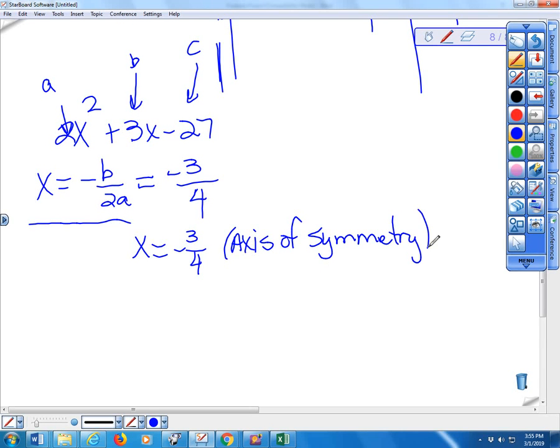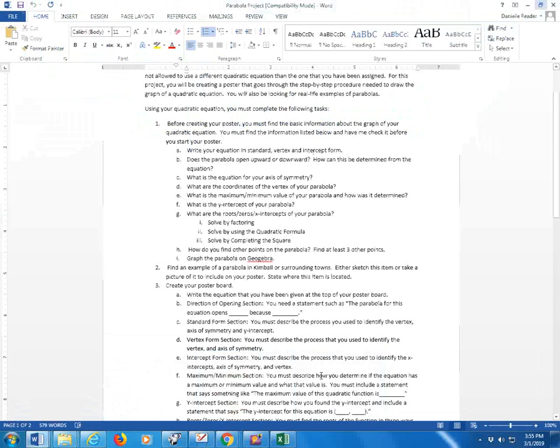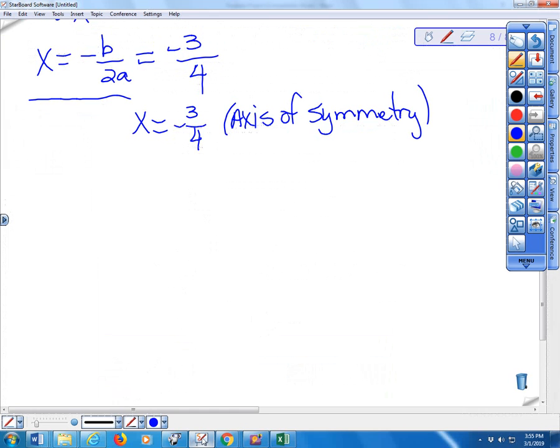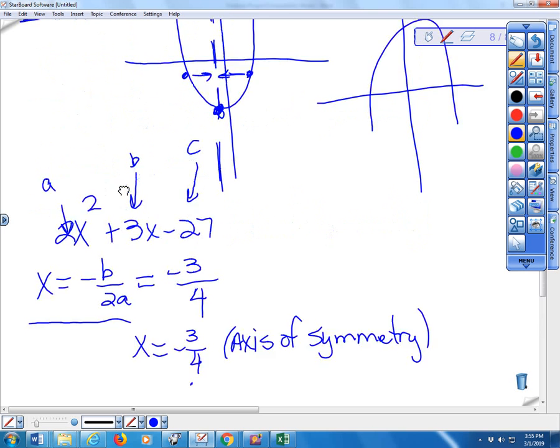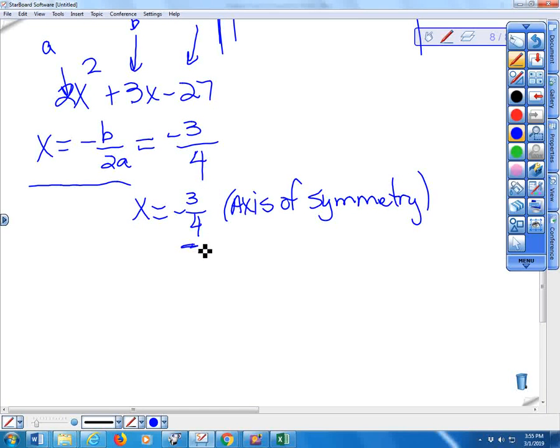Okay, next problem. It says, what are the coordinates of the vertex? I just found the x-coordinate, but I need to find the y-coordinate of the vertex. I found the x-coordinate here, but I've got to find how far down it is or above the x-axis. I need to find the y-coordinate. To do that, I'm just going to take what I found and plug it in.